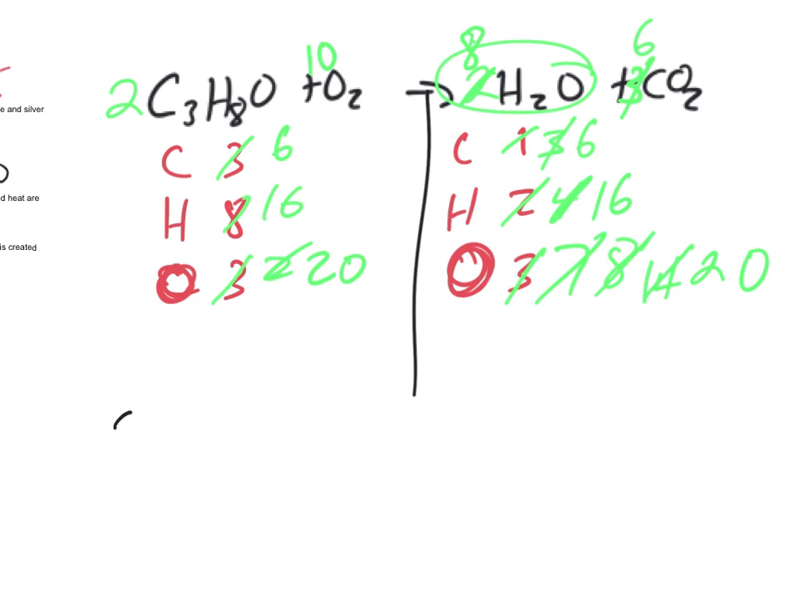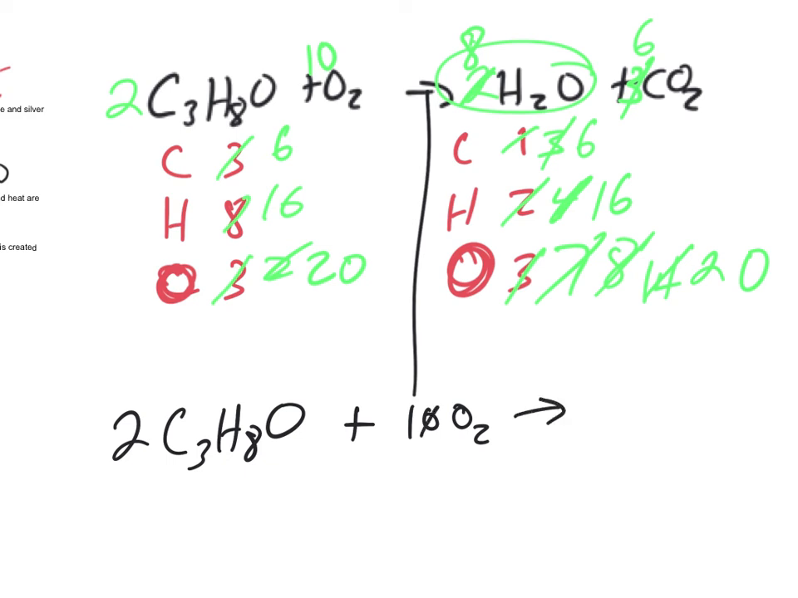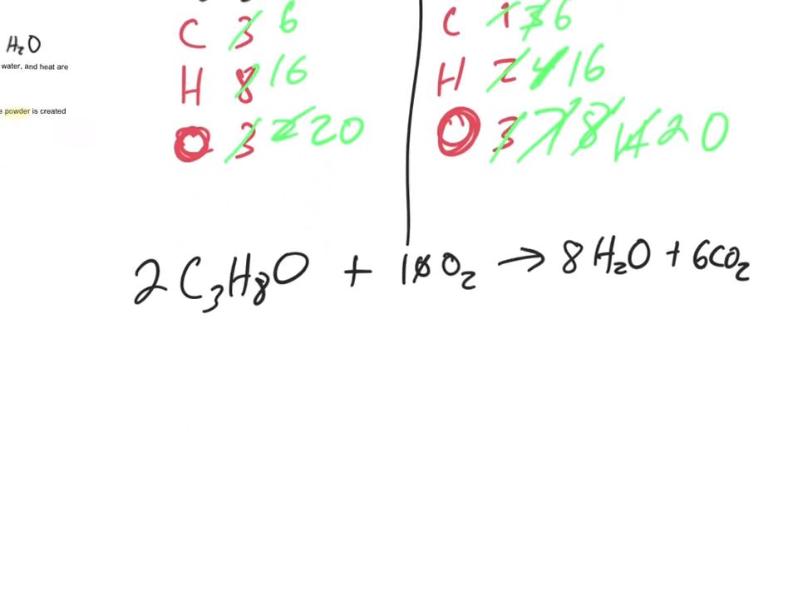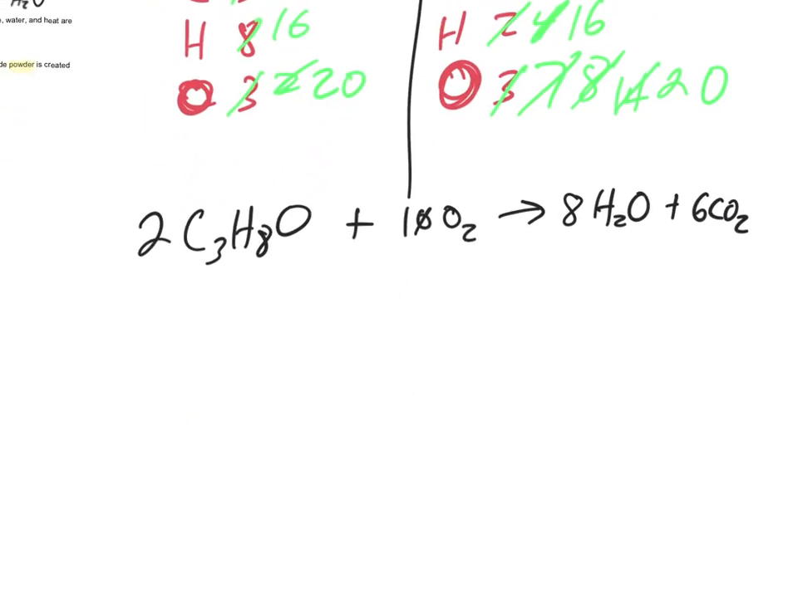Let me clean that up. So we have 2 C3H8O plus 10 O2. This is where you might want to do the little line through your 0 so you don't confuse those. And then we have 8 H2O plus 6 CO2. And that is balanced with one issue. These are all even numbers. We have to reduce to 1, 5, 4, and 3. And we don't write the 1. So my official balanced equation is the reduced version.